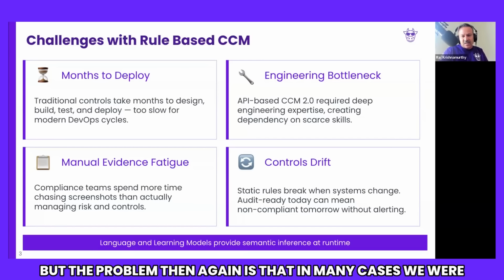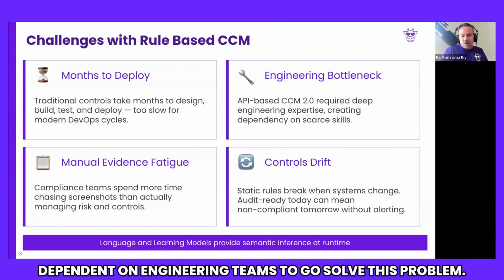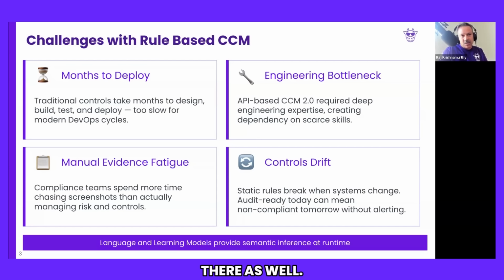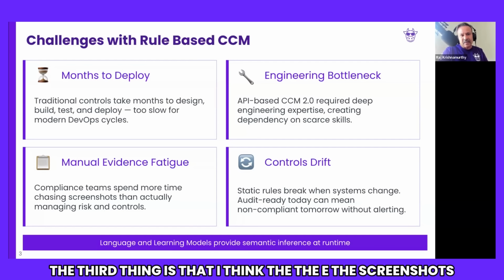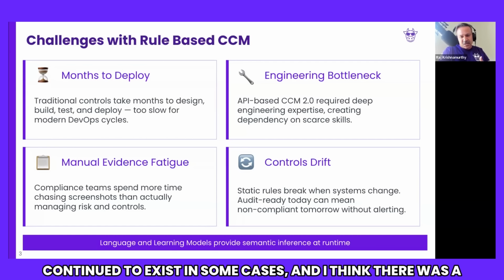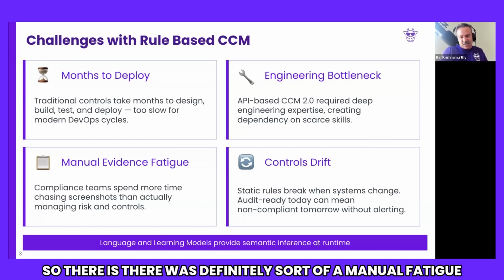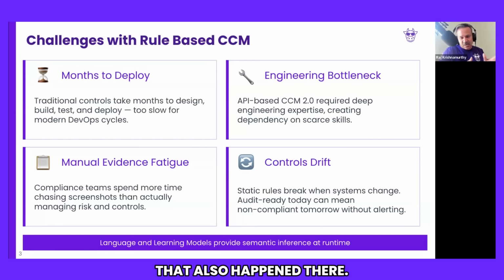But the problem then again is that in many cases we were dependent on engineering teams to go solve this problem. So there was a skill gap or a skill retooling issue there as well. The third thing is that I think the screenshots continue to exist in some cases, and there was a mix of how much of APIs and how much of screenshots. So there was definitely a manual fatigue that also happened there.